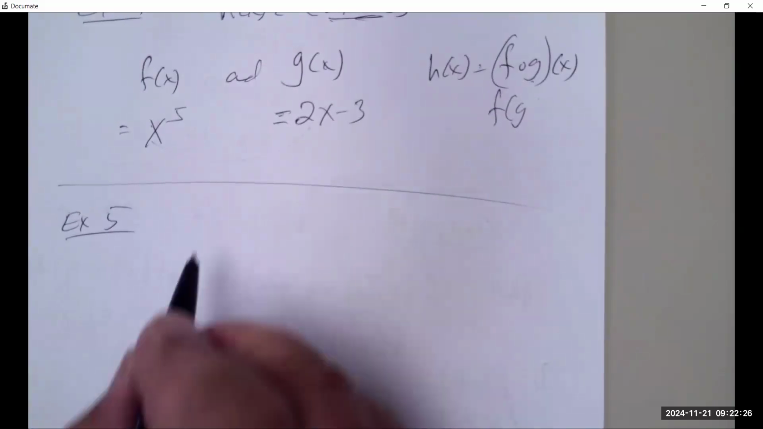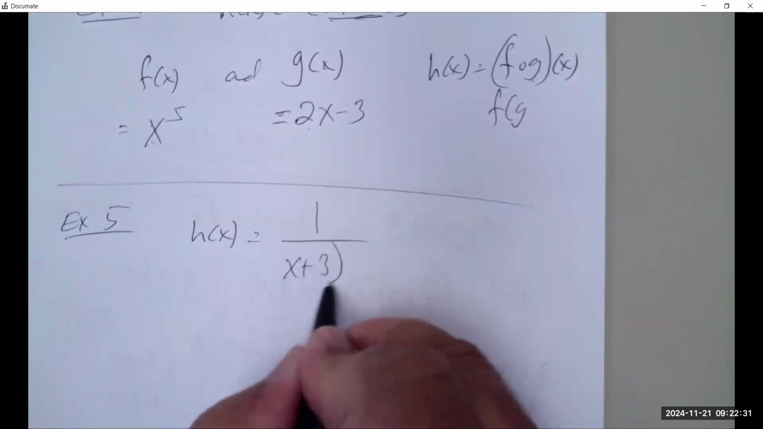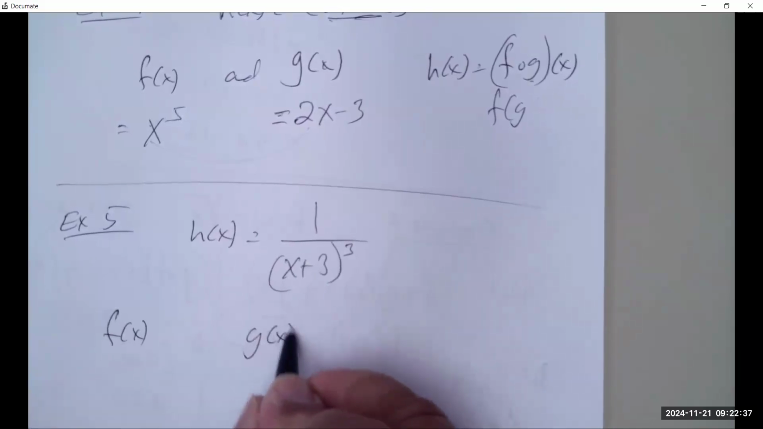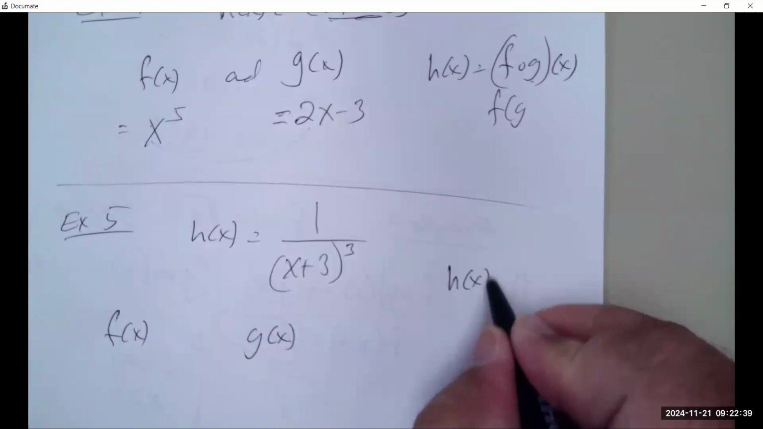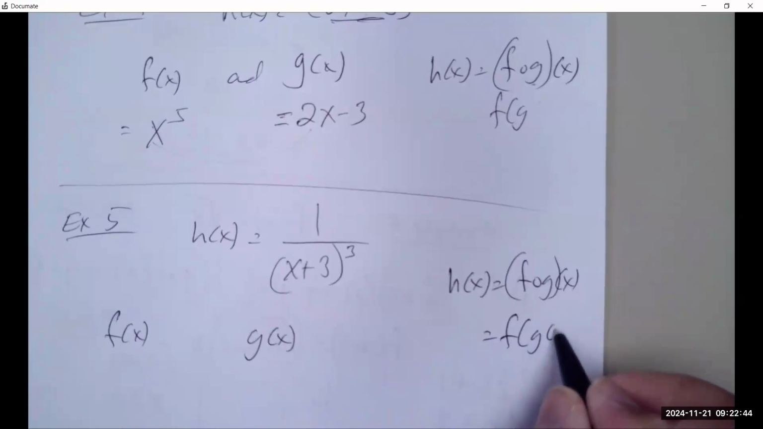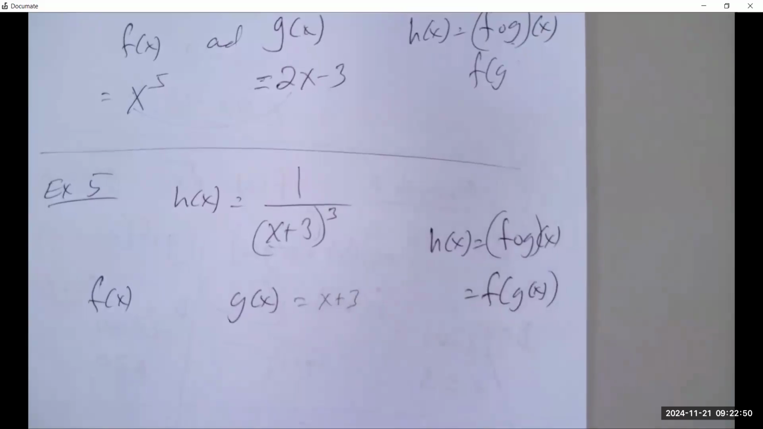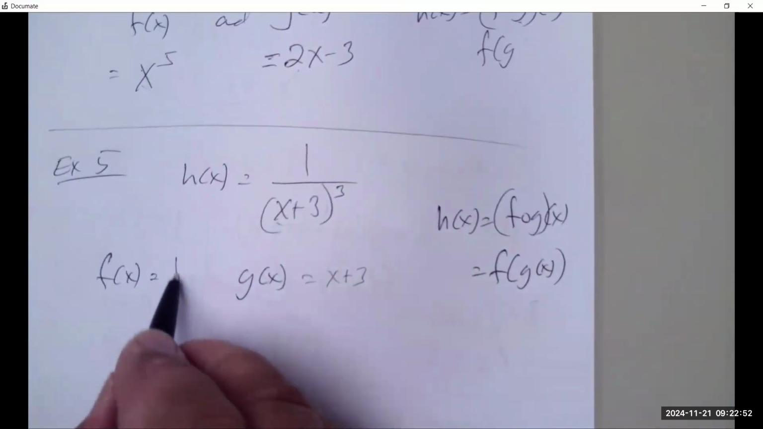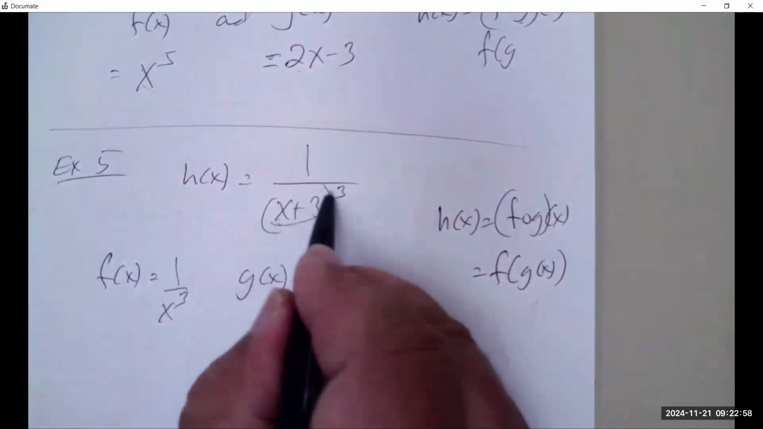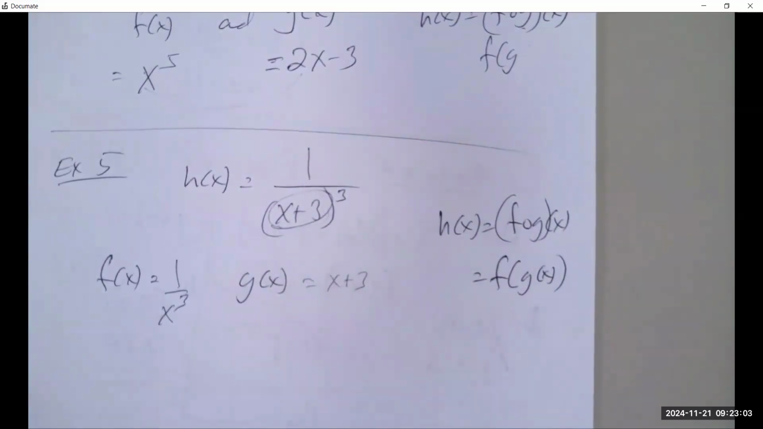And the last one, same thing. I have 1 over x plus 3 cubed. Find f of x and g of x such that h of x is made up of fog. So the inside one would be x plus 3. And what's the outer function? Yep. So take the equation that's the inside. That's my g of x. Put an x there, and there's my f of x. Boom, we're just done with that.